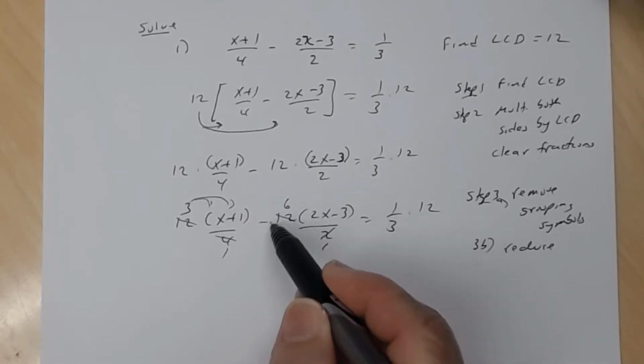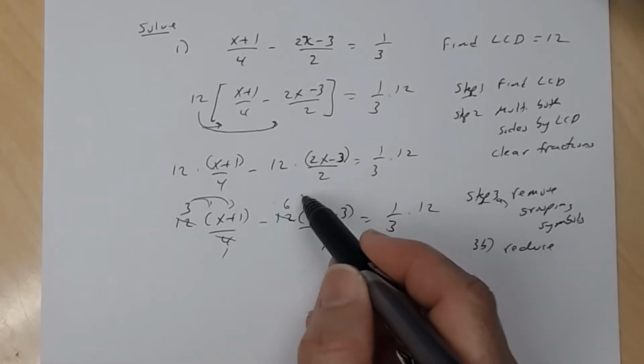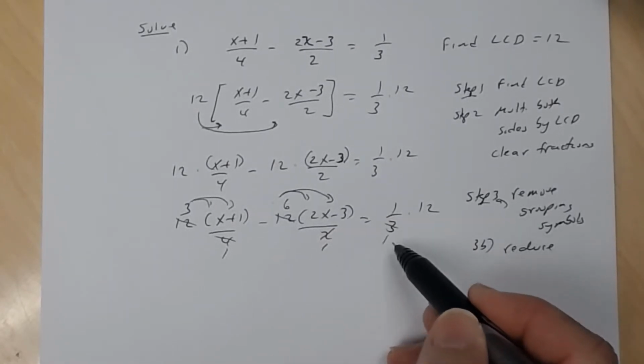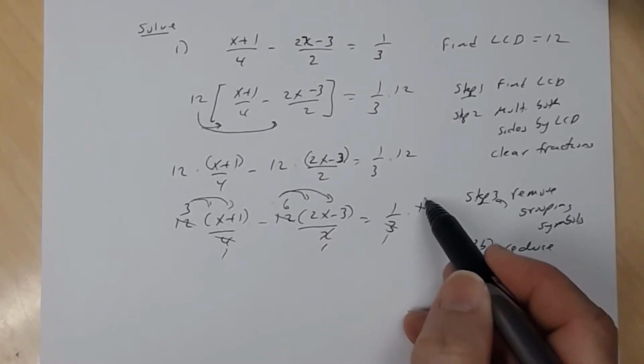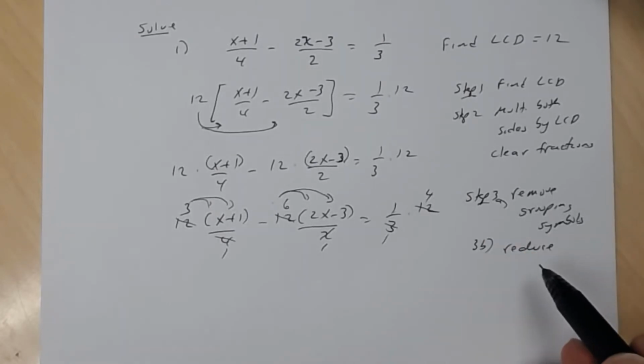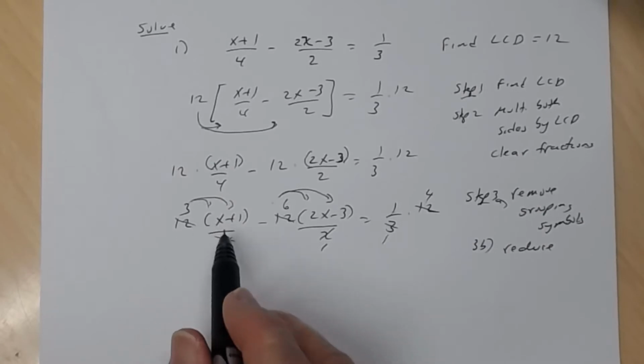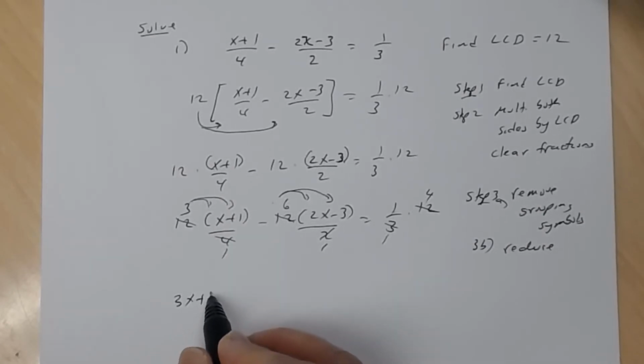So I'm going to multiply this. Think of this as negative 6 now. You're going to multiply both of these by negative 6. And then 3 into 3 is 1, 3 into 12 is 4, and then 4 times 1. Okay? All right. So then I get 3x plus 3.